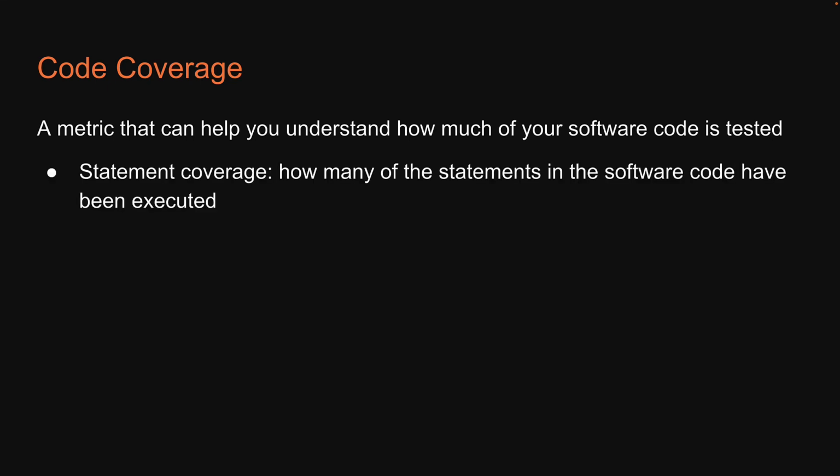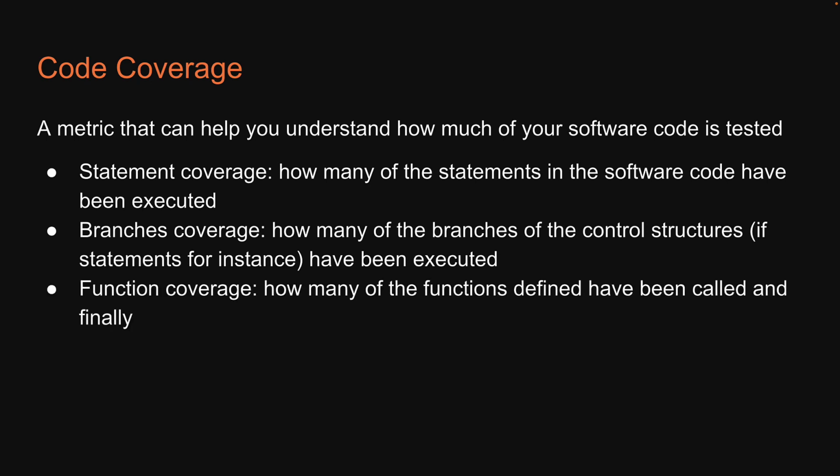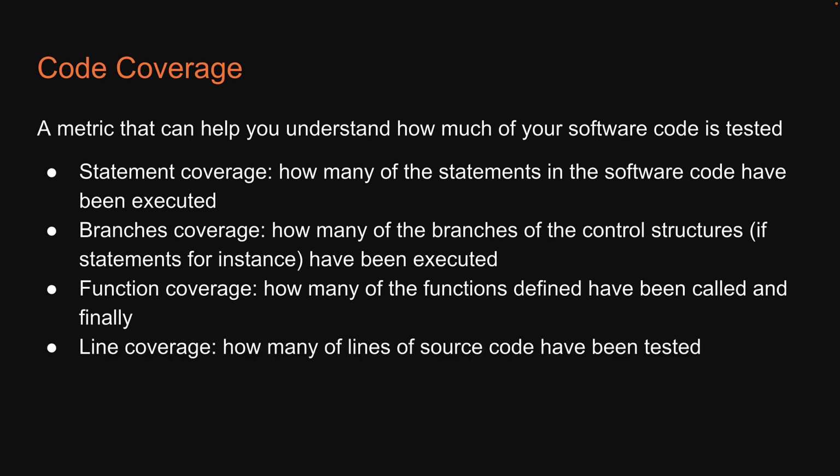First, we have statement coverage. This indicates how many of the statements in the software code have been executed. Next, we have branch coverage: how many of the branches of the control structures, if statements for instance, have been executed. Next, we have function coverage: how many of the functions defined have been called. And finally, we have line coverage: how many lines of source code have been tested.